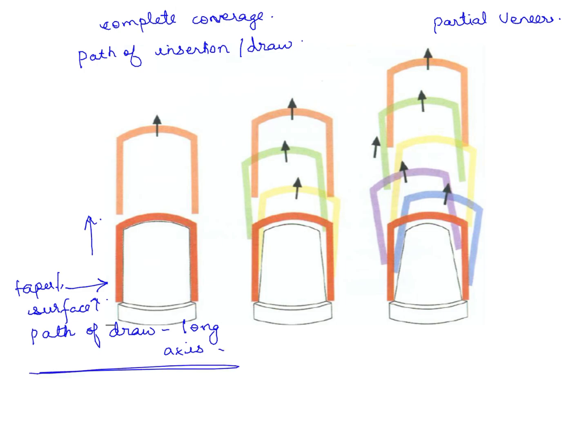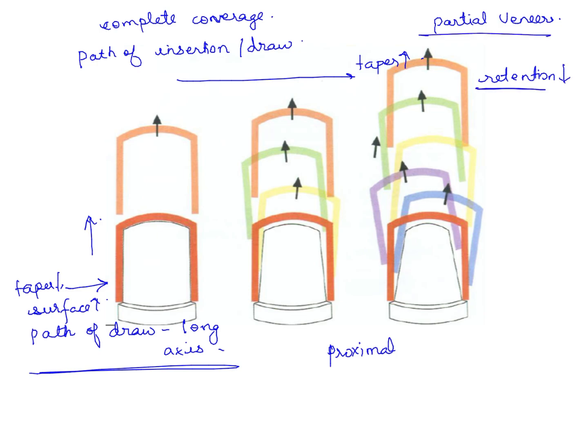In partial coverage, you need some amount of additional retention form, and you provide proximal grooves to limit this kind of movement where the restoration is going to pop out. As the taper increases, the path of draw becomes easier, okay, and the retention form reduces. Now, because we are talking about partial veneer crown, the retention is already lesser since we are limiting it only to a limited part of the crown.